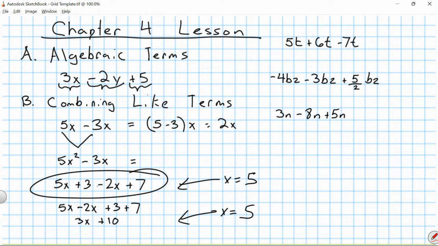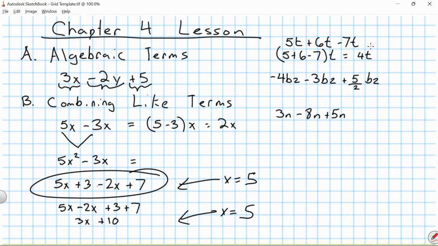Okay, let's take a look. So the first one, are these all like terms? Yes. And how do we know that? Because they have the same letter, right? They're all T's. Okay, so what we can do is combine the coefficients, and it looks like this. We're going to take 5 plus 6 minus 7. And whatever that answer is, we're going to throw that in front of our T. 5 plus 6 is 11, minus 7 is, what's our answer? 4. 4T is correct.